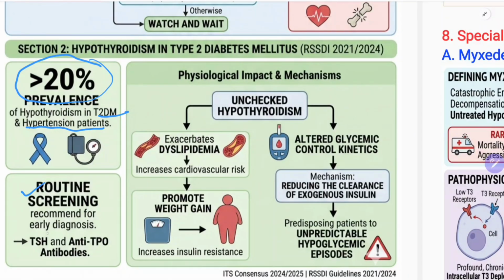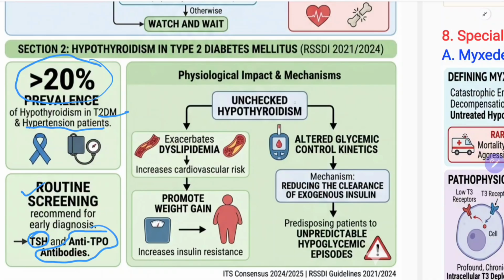How do you screen? TSH is a very good tool for screening, and you can screen by anti-TPO antibodies also. Patients who have diabetes mellitus along with hypertension, more than 20% of them will have hypothyroidism. You should screen routinely in these patients. Every 3 months you should monitor these patients with diabetes mellitus and screen them, preferably with TSH.